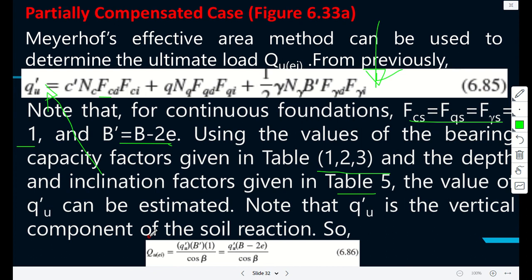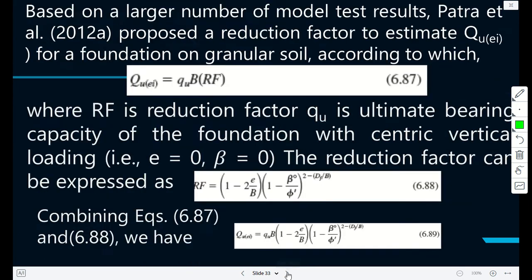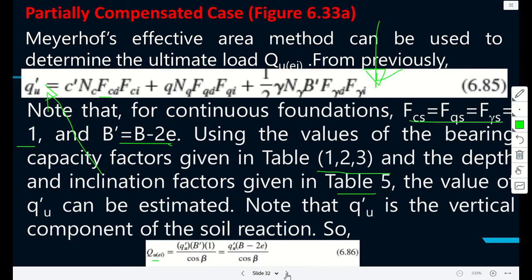So this is the vertical component. If you want to get the load in the direction of the inclination, this is how you correct, because remember the load is inclined at an angle beta from the vertical. So this is how to estimate the component in the vertical direction.